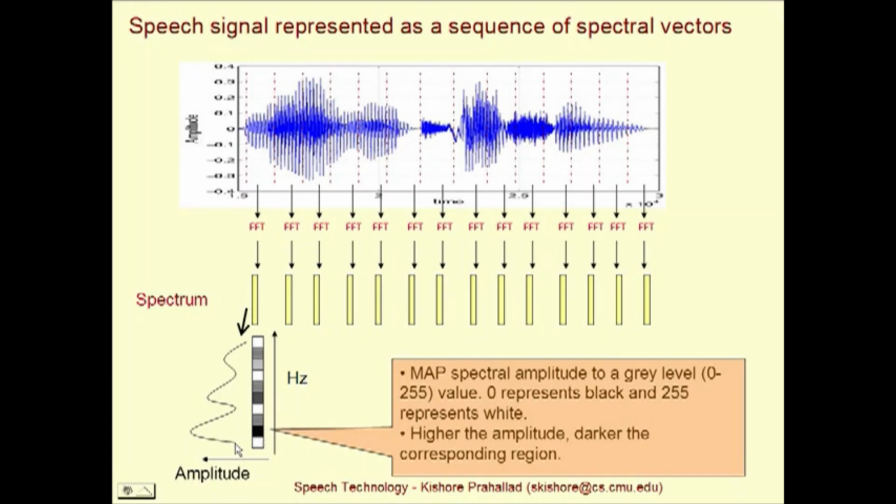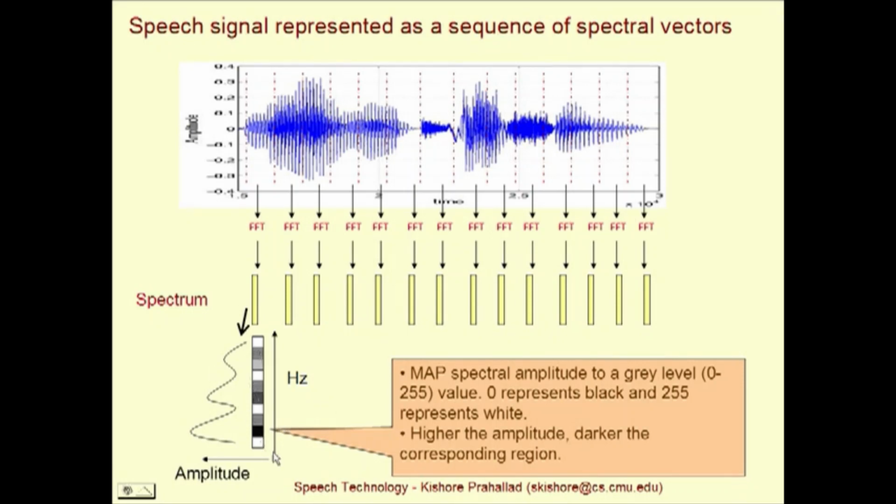If you see this point here, this is the 0 level, and that's where you get white color. Similarly these gray level shades indicate that the peaks are in between. They are not too high and not too low either. So that's how a spectral amplitude is being mapped to a set of gray level values depending on the height of the amplitude.